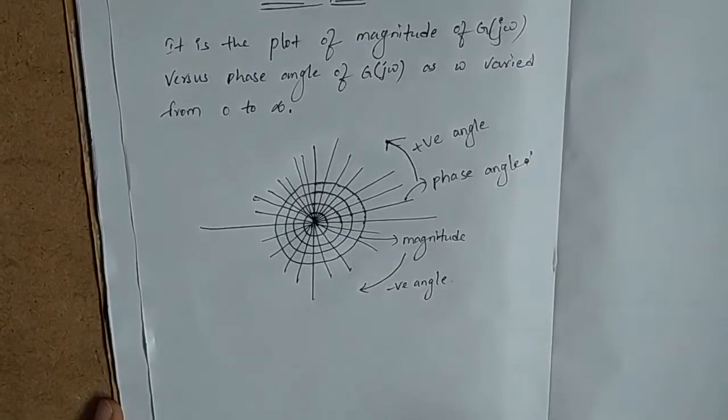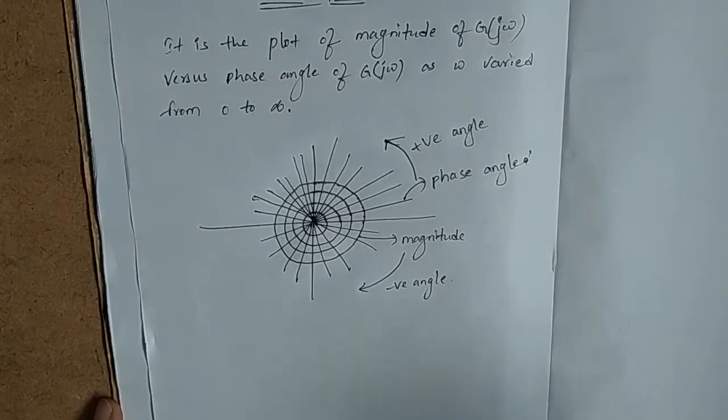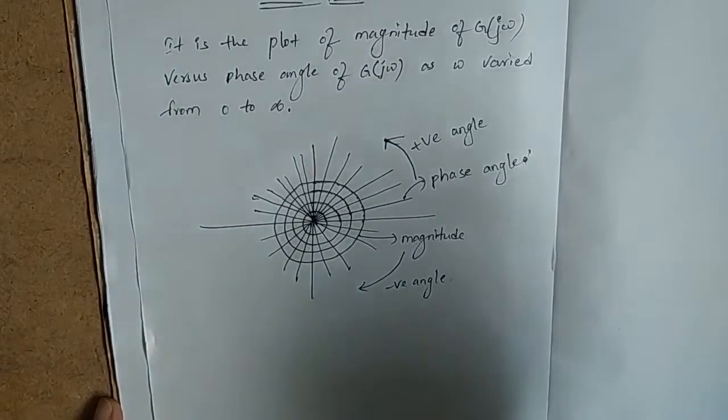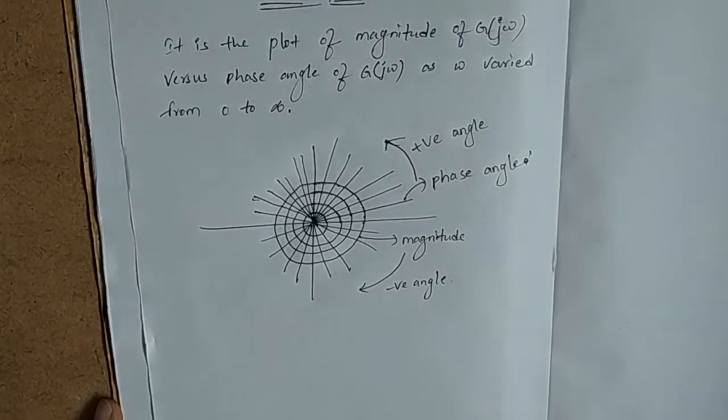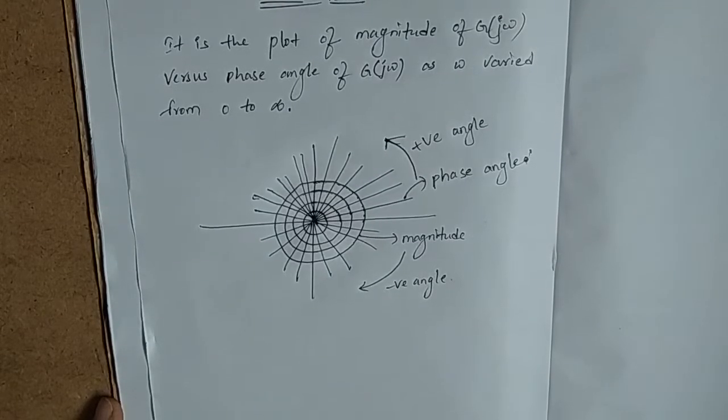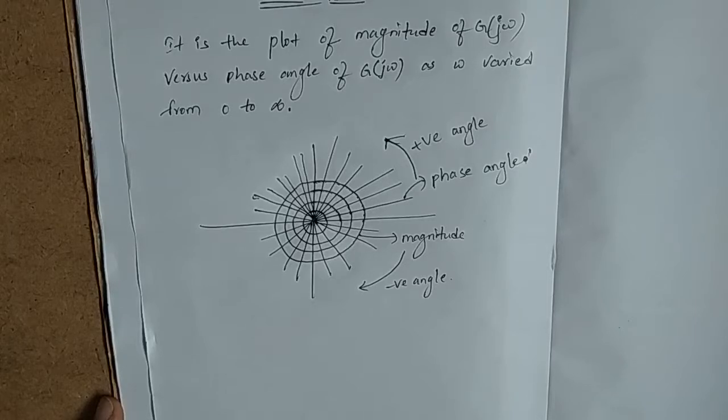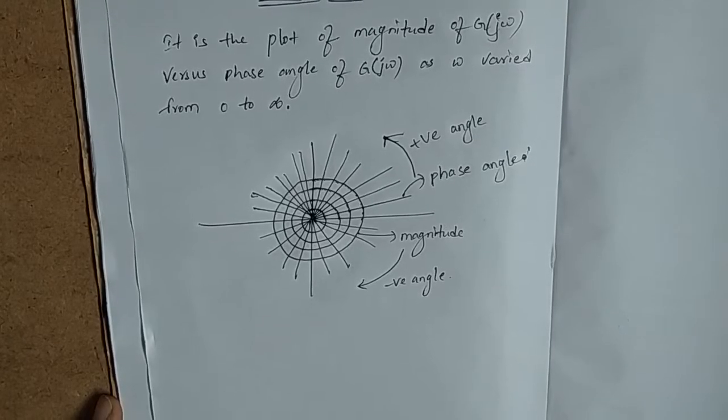For a minimum phase transfer function with only poles, the type of the system determines the quadrant at which the polar plot starts, and the order of the system determines the quadrant at which the polar plot ends.